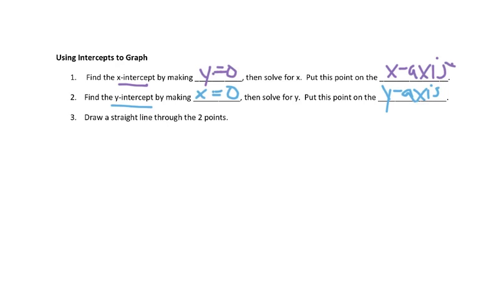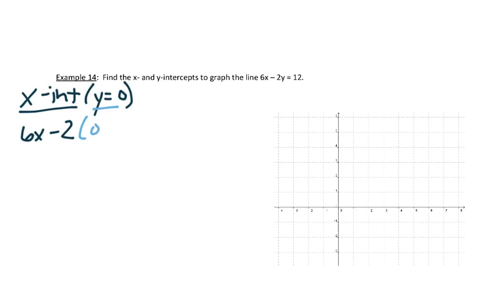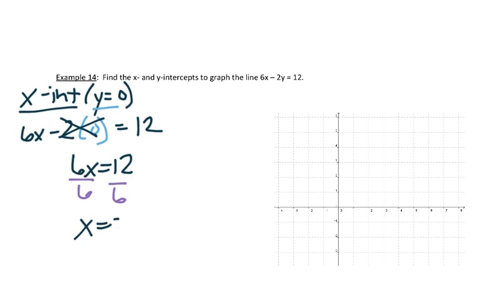So let's look at an example. So here we have 6x minus 2y equals 12. So the first thing we'll do is we'll find the x-intercept. And to find the x-intercept, we make y equal 0. So we would have 6x minus 2, this is where y would be 0, equals 12. Well, 2 times 0 is 0, so that just cancels out because anything minus 0 is just what we started with. So we get 6x is equal to 12. We can divide both sides by 6, and we get x is equal to 2.